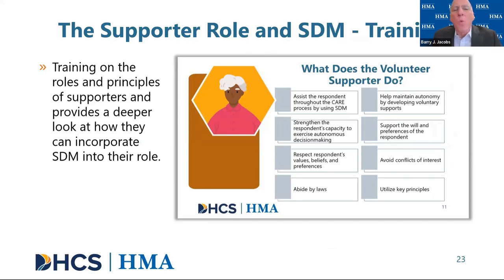So in order to help volunteer supporters do their job as well as possible, as part of the CARE Act process, volunteer supporters will be provided with training, not just the brief, but presentations such as this one on the role and the principles. They'll have an opportunity to understand how they can use supported decision making as a framework for talking with individuals with SMI to enable them to be as self-determining as possible. Next slide, please.